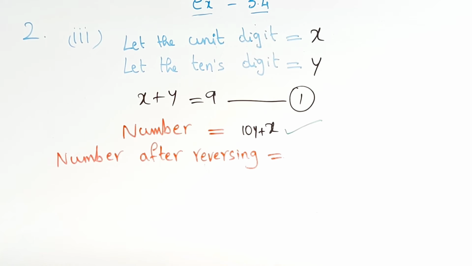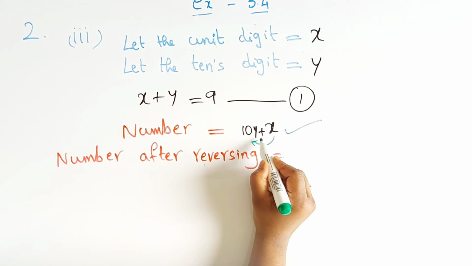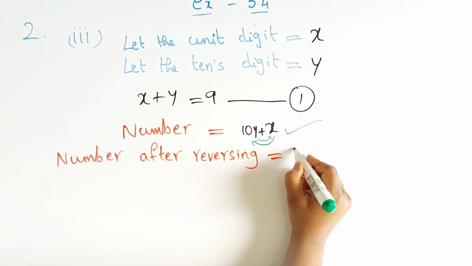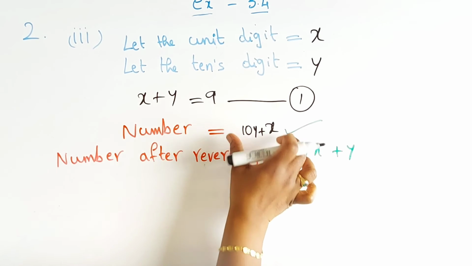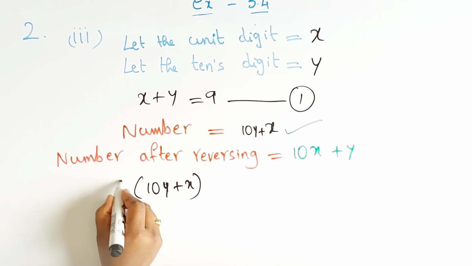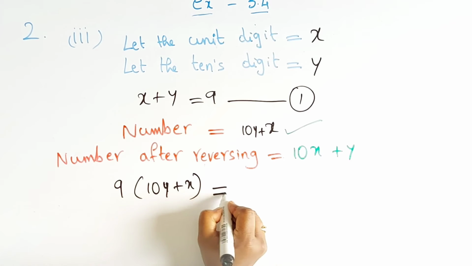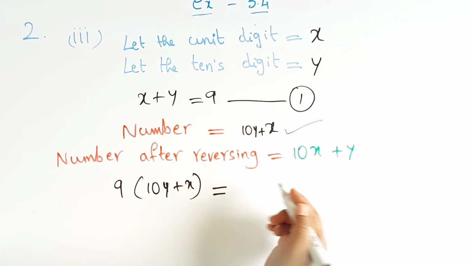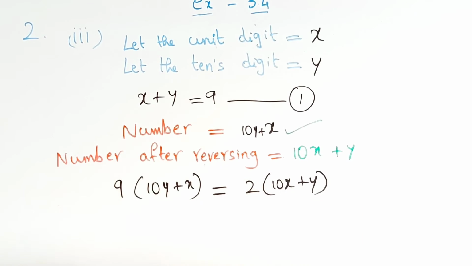Now what they are telling, we are reversing the order of the digits. That means x will come here and y will come here. Right, children? So after reversing it is 10x plus y. Now what is the condition, children? The number is 10y plus x. 9 times the number means 9 into (10y plus x) is equal to 2 times the number after reversing, 2 into (10x plus y). Right, children? Now solve this one.